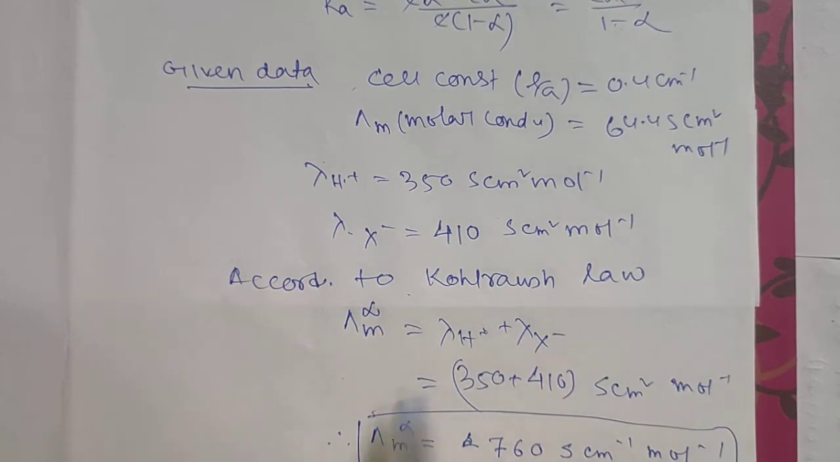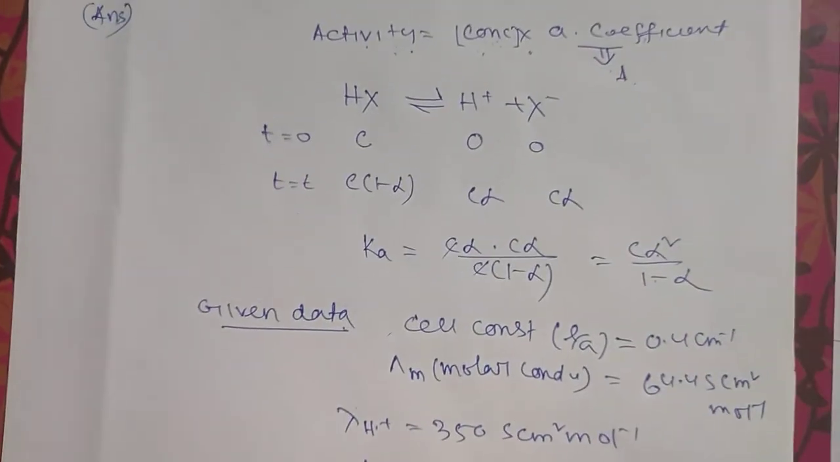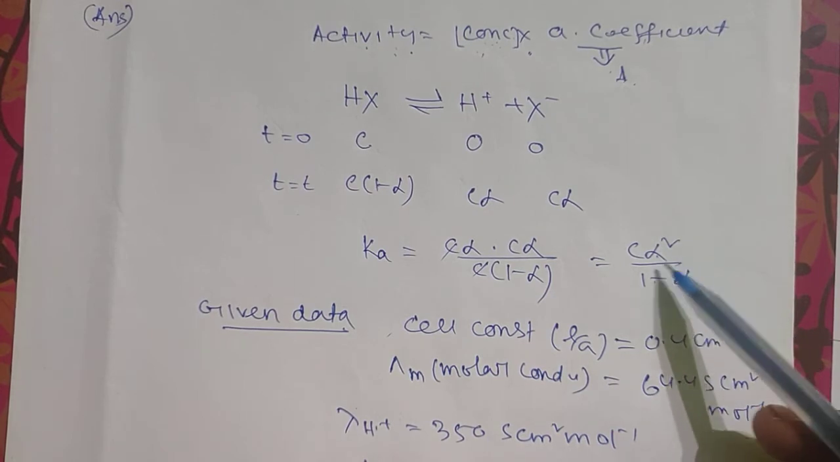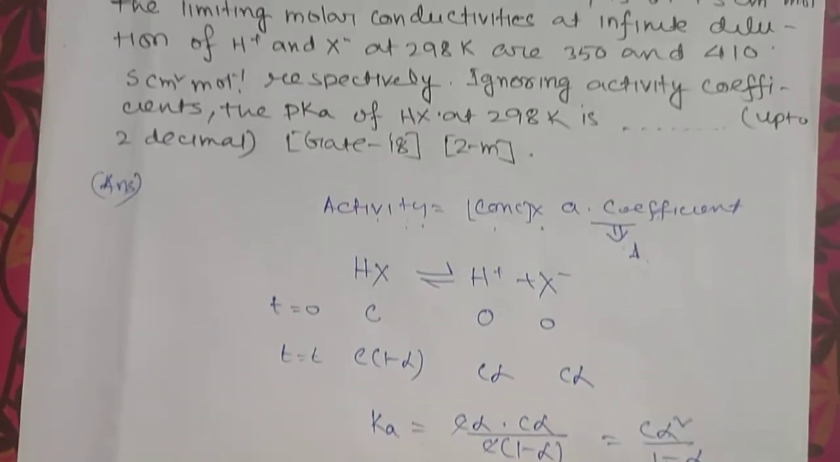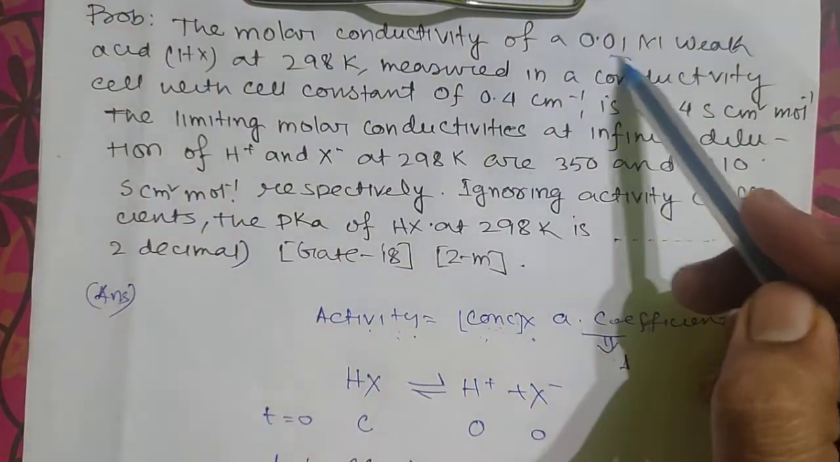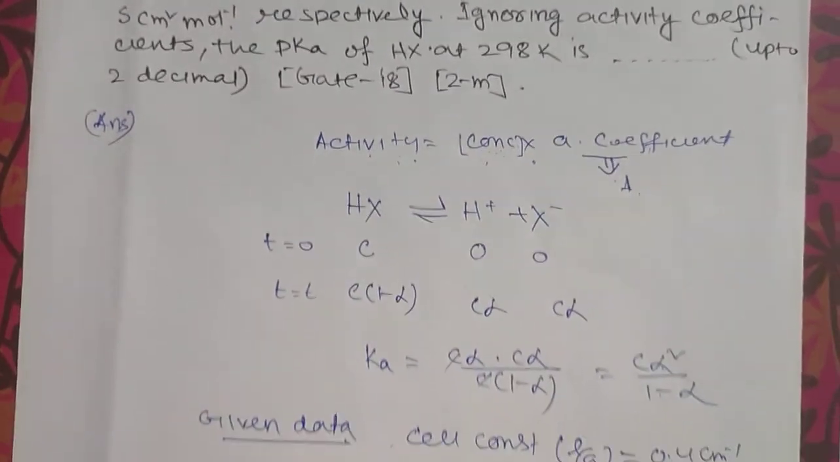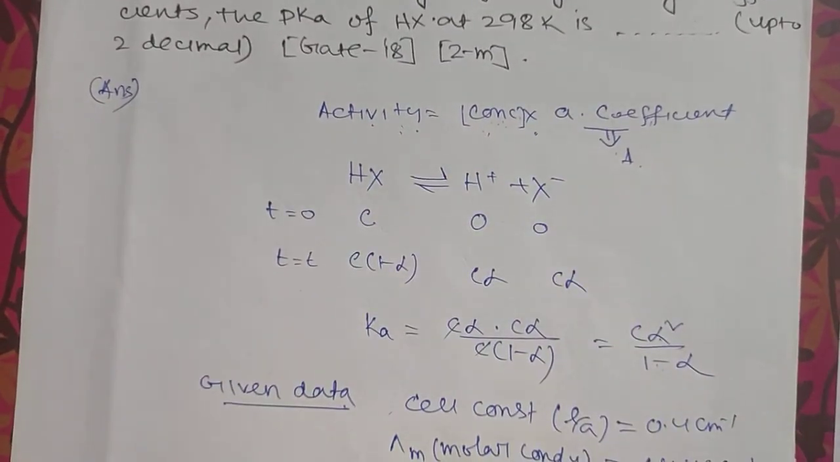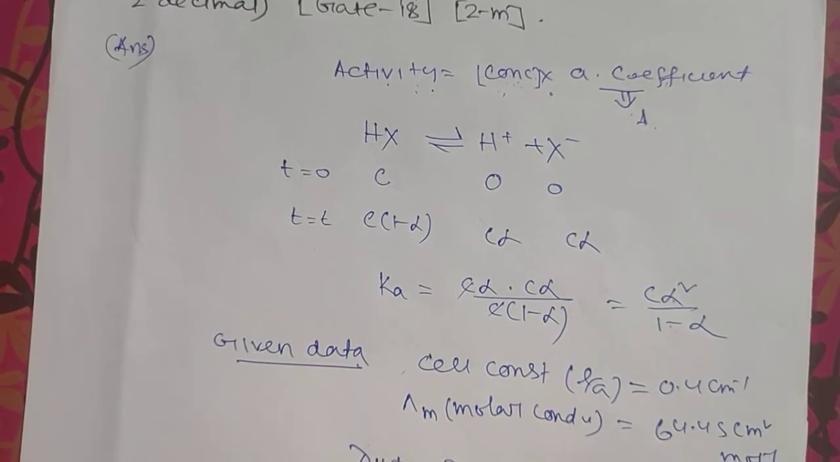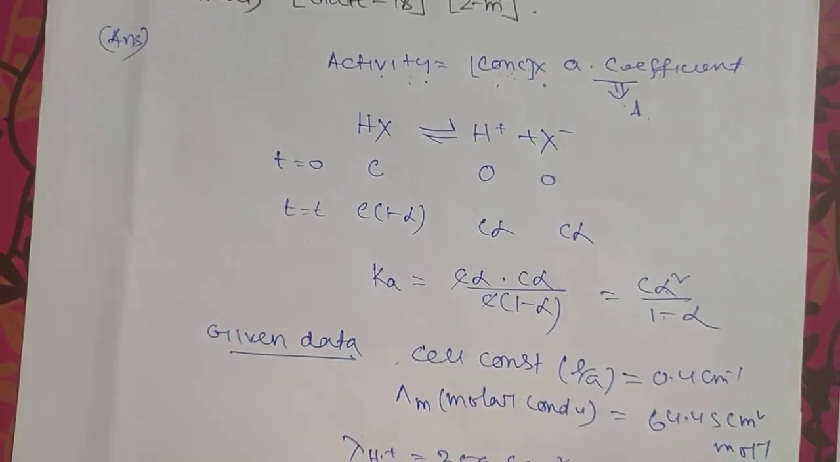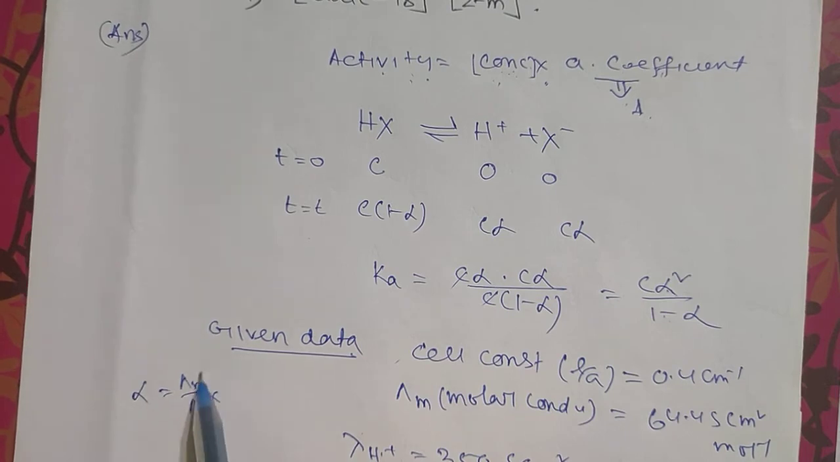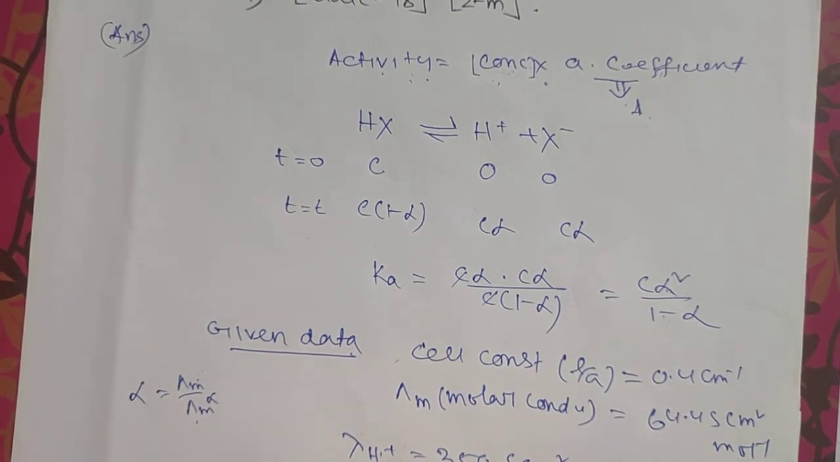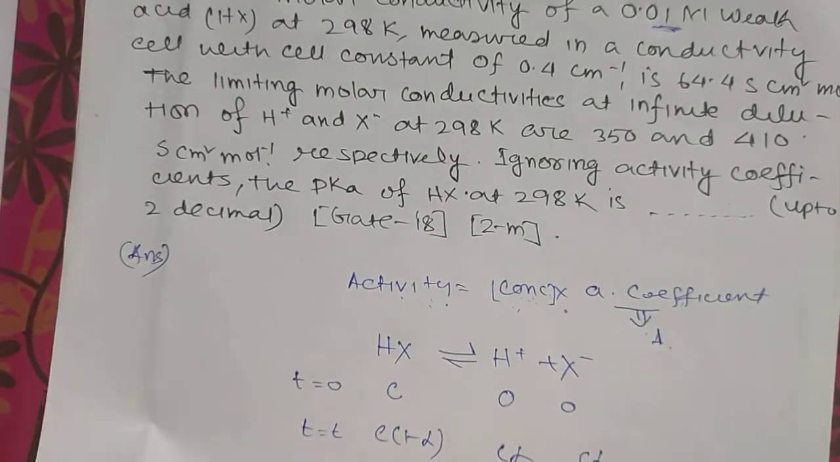Now going back, here they want C, which is given in terms of molarity, the concentration. In terms of molarity or normality, either one here, because this is a monoprotic acid with one proton. So in this case alpha equals what? Again we know that alpha equals lambda m by lambda m infinite. By dividing these two we can get alpha. So we will go to the next step.